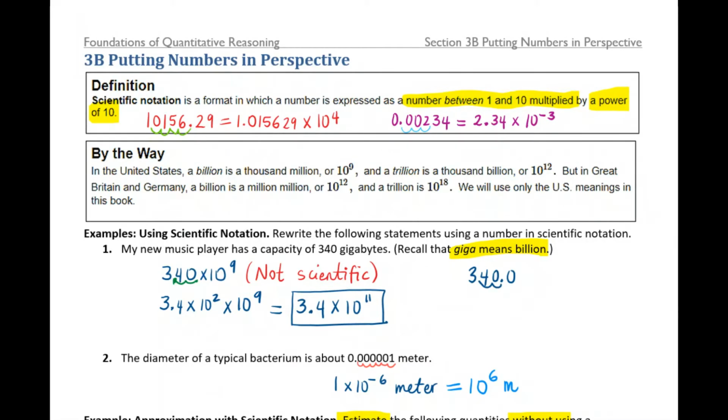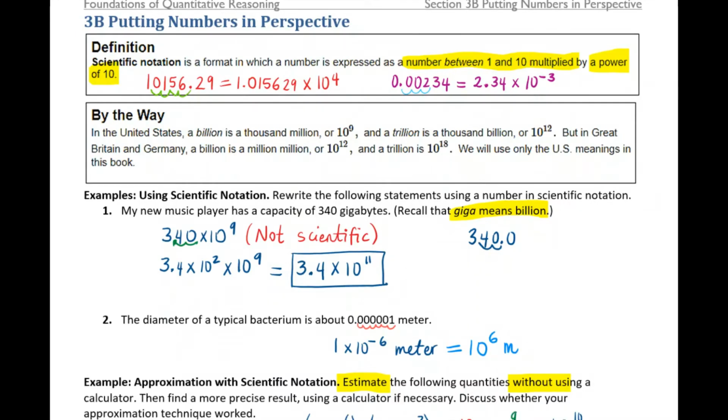So this is the same thing. I have 10,156.29. You move the decimal point this time to the left because this is a number bigger than 1. So you move to the left 5 decimal places. Then I got 1.015629 times 10 to the 4. That shows the magnitude of the number. So we may work with any kind of quantity and write it in scientific notation.